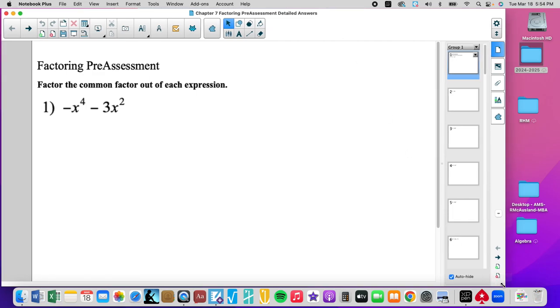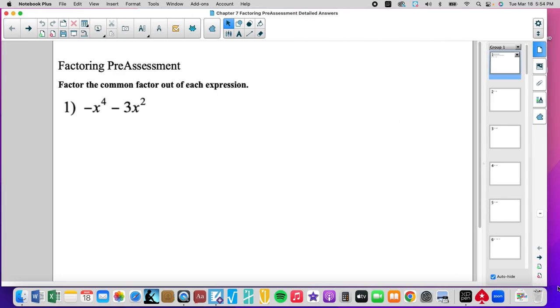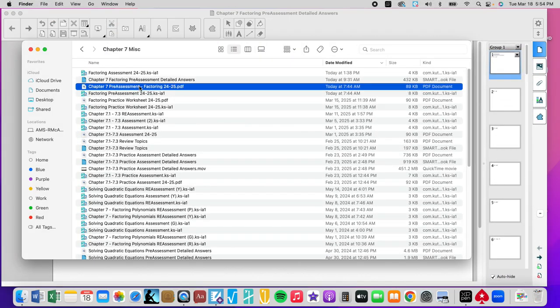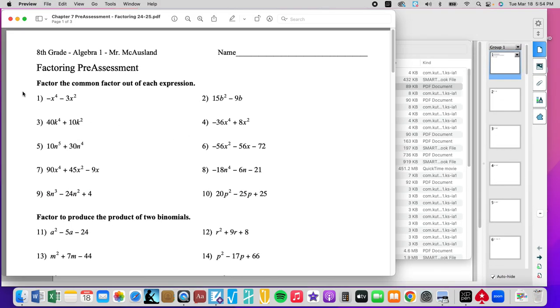To factoring pre-assessment. This is a comprehensive explanation of what we're going to have for our assessment on Wednesday. Step one, there are a couple parts. Let's take a look at the entire assessment as a worksheet. That assessment looks like this.